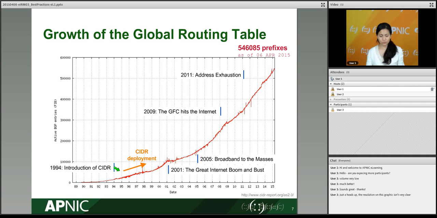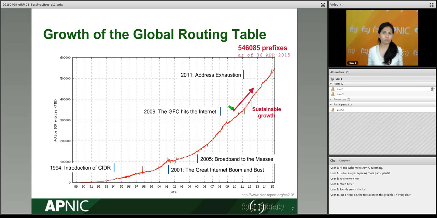And around 2000 and 2001 is the dot-com boom, so many people wanted to connect to the internet and have their presence on the internet, so again it grew a little bit. In 2001, that's the great internet boom and bust. In 2005, broadband became more available to the masses, so you can see the growth here. It's not exactly exponential in a big way, but you see very good growth.